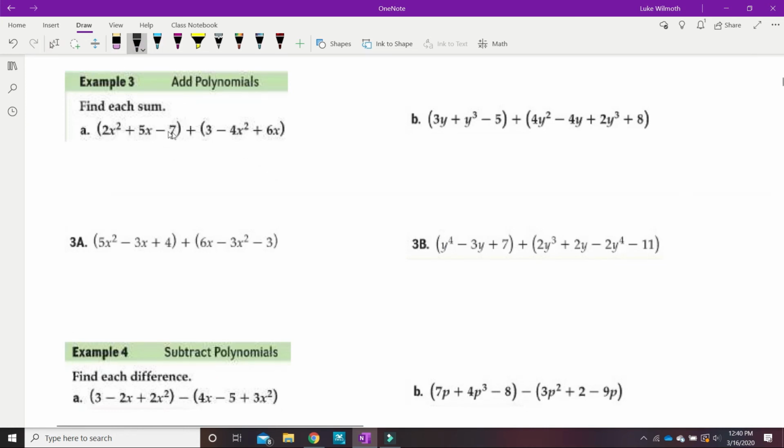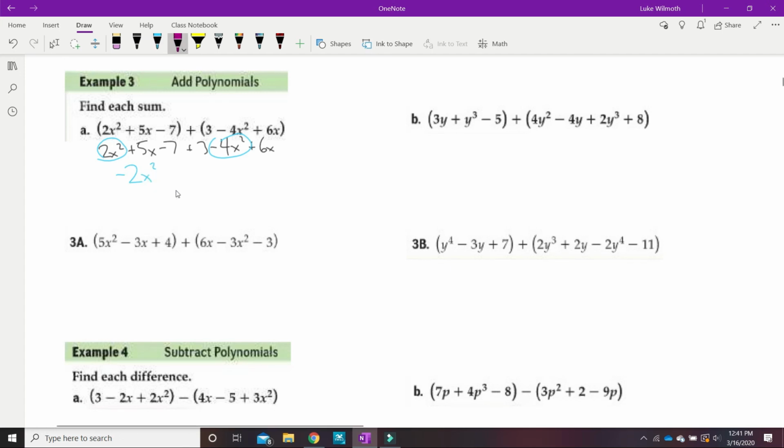So, okay, when I add the polynomials, I have this trinomial plus this trinomial. These parentheses are here for no reason at all. So we can just do 2x squared plus 5x minus 7, plus 3 minus 4x squared plus 6x. The parentheses have no purpose. Now I'm just combining like terms. I've got a 2x squared and a minus 4x squared. If I add those 2 together, 2 minus 4 is going to give me -2x squared.